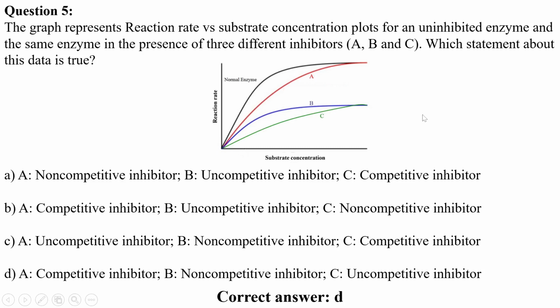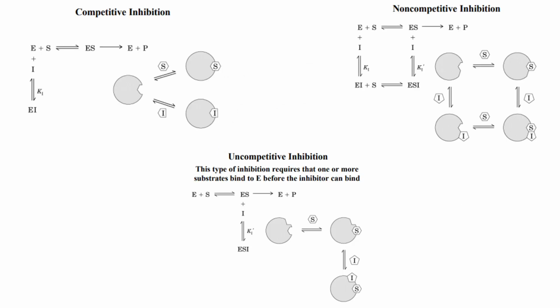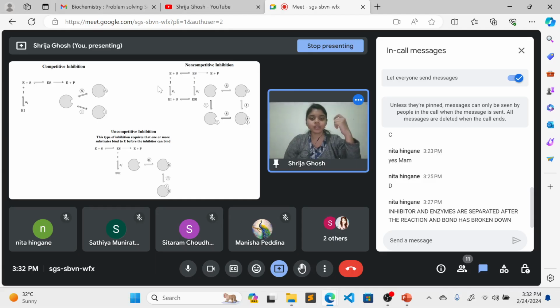Now we will see why. We will see one by one each of these three inhibitors. So in case of competitive inhibition, what is happening? The inhibitor is binding to the enzyme. This gray shaded thing is the enzyme. So the inhibitor is binding to the enzyme at the same site where the substrate binds to the enzyme. So there is a competition between the substrate and inhibitor over which will bind to the enzyme first. So this is clear.